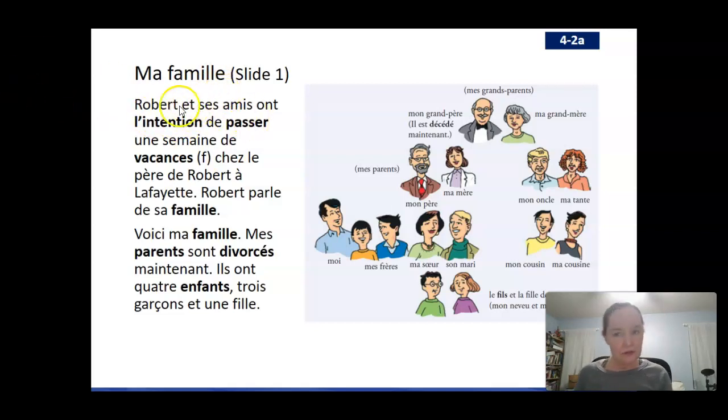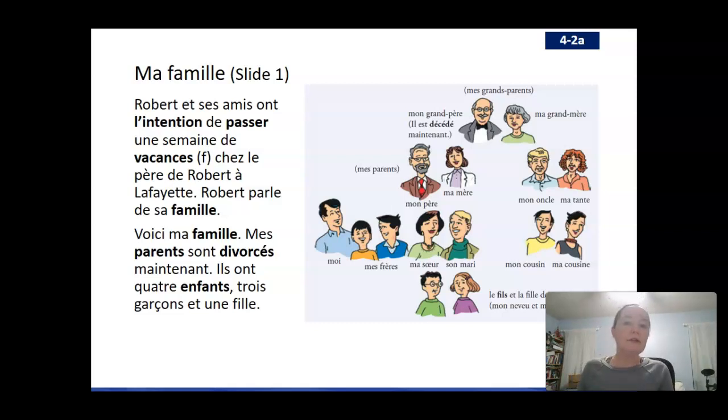Robert et ses amis, so Robert and his friends, ont l'intention de passer une semaine de vacances chez le père de Robert à Lafayette. So Robert and his friends have the intention. Remember the verb avoir? Hopefully you remember that from your past French experiences. So j'ai, tu as, il, elle a, nous avons, vous avez, ils ont. Okay, this is the form that we're looking at right here. So we're looking at the verb avoir, which is one of the most important verbs that you'll need for your French studies, as it's used in many, many different ways.